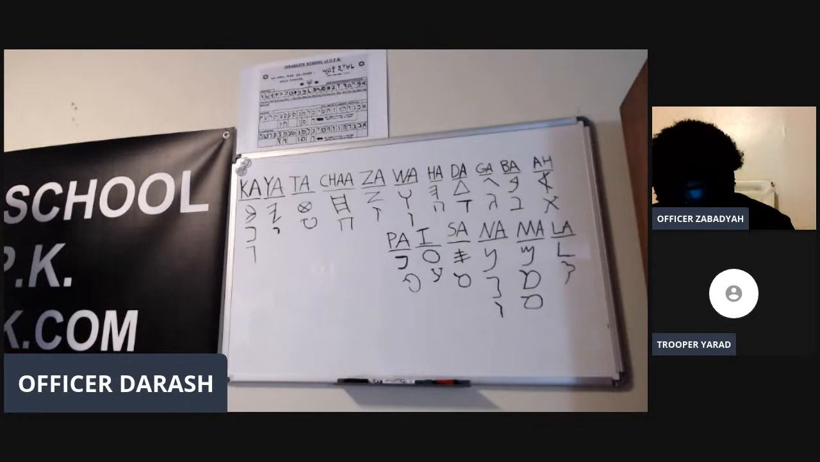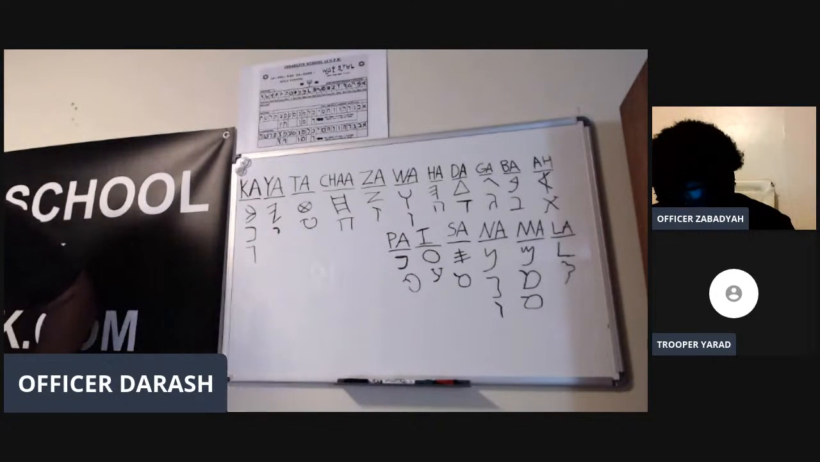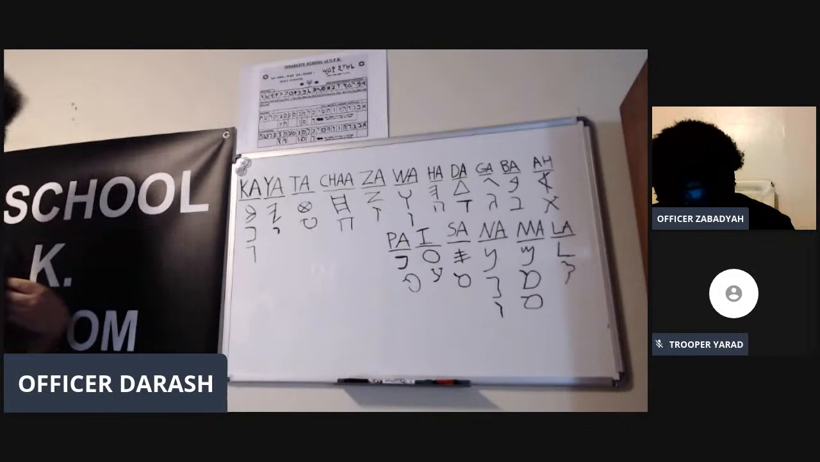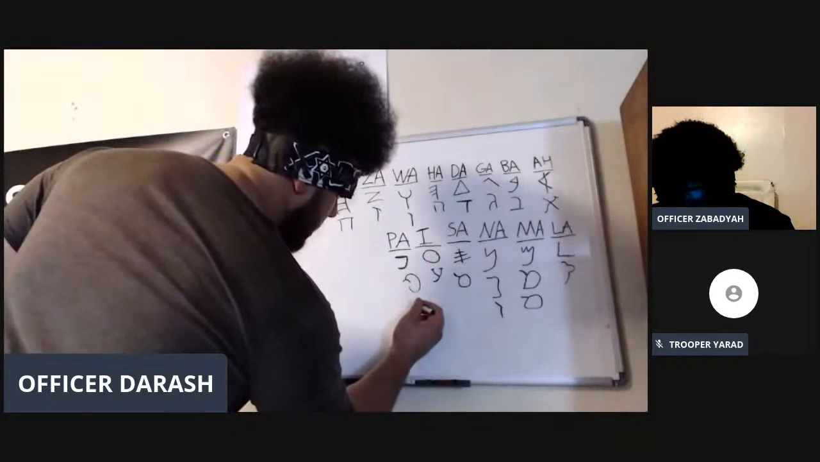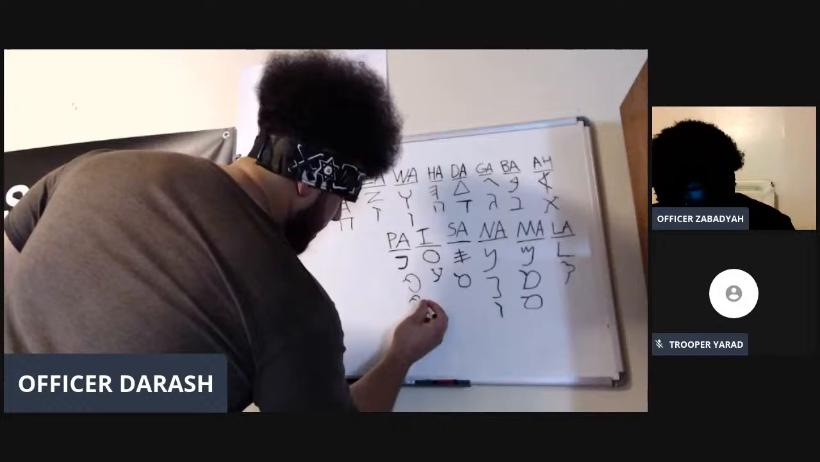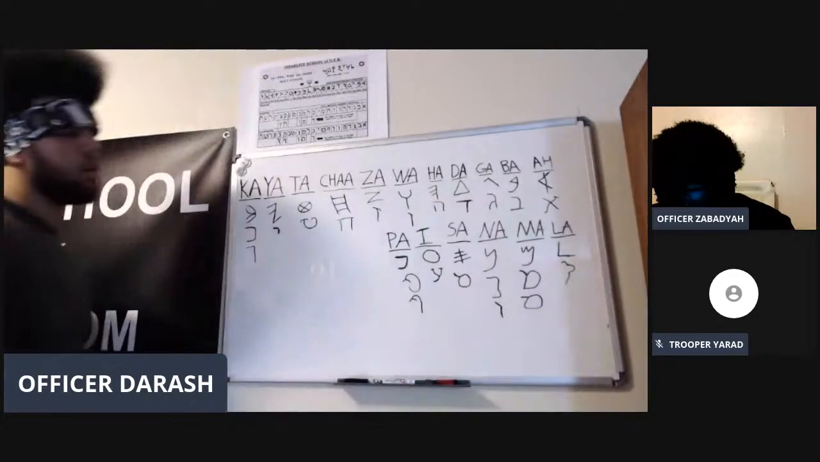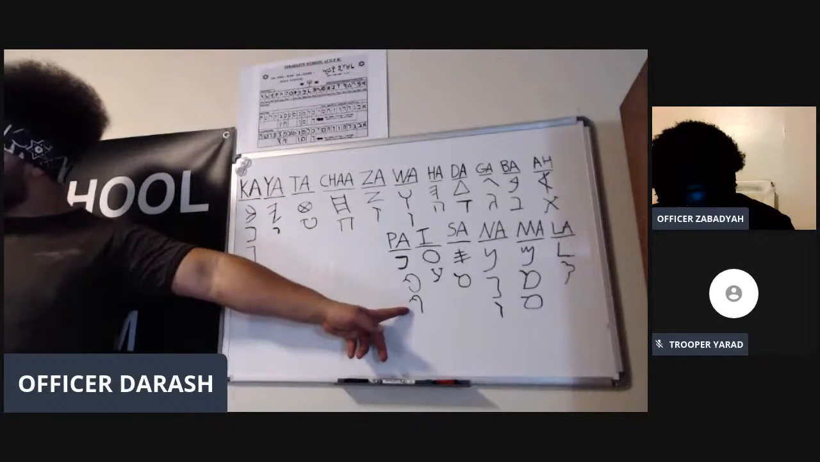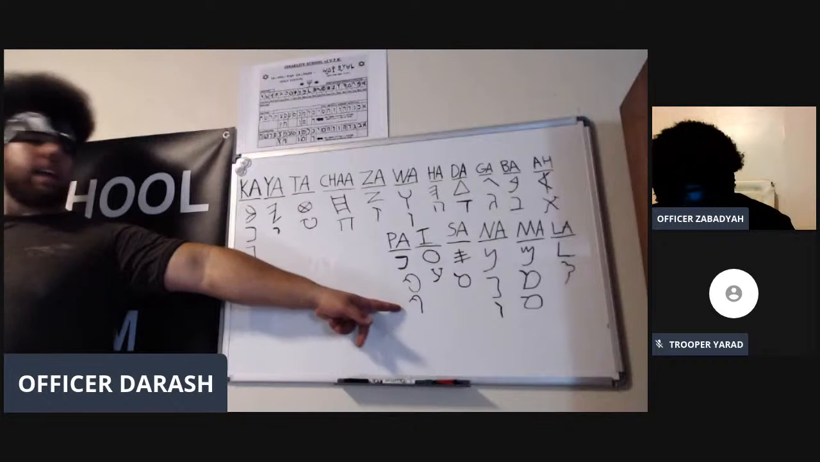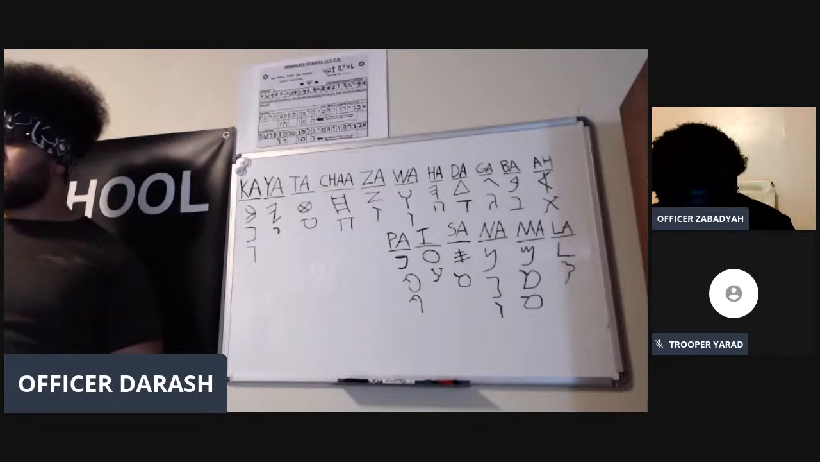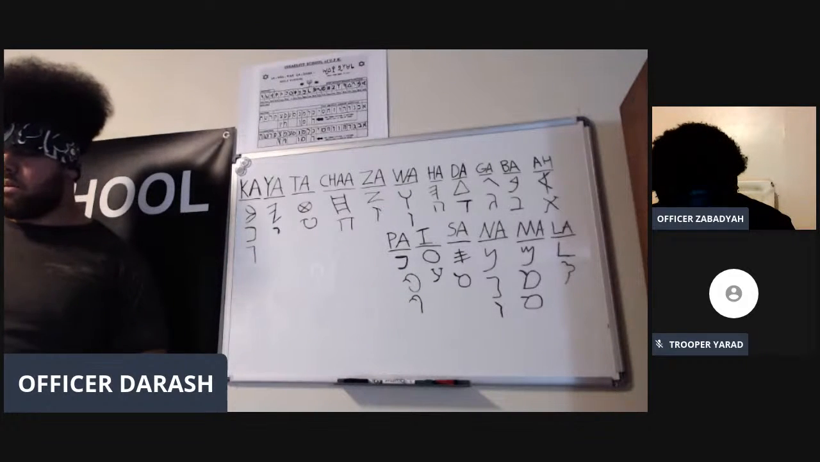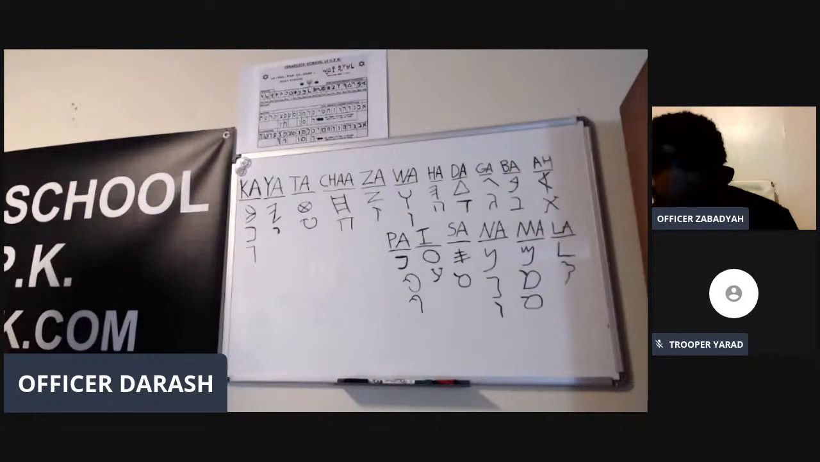Now the second one, the one you would use if it's at the end, is not so confusing. It looks like this. You would start out the same way, but you wouldn't connect it. You wouldn't round it out. It looks like a hangman. All right. Pa.